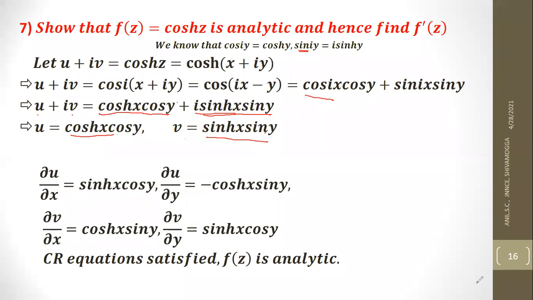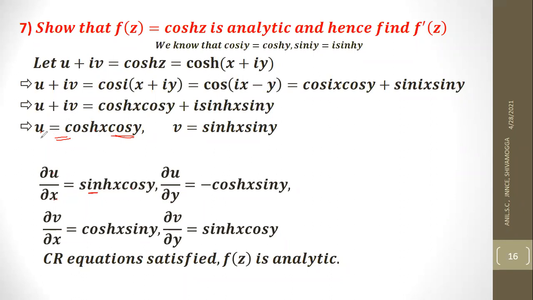Now let's verify CR equations. To verify CR equations, first order partial derivatives are required. Let's differentiate this u partially with respect to x. Derivative of u is denoted by del u by del x. This is partial differentiation with respect to x, therefore the function of y must be treated as constant. Keep this constant as it is. Derivative of cos hx is sin hx.